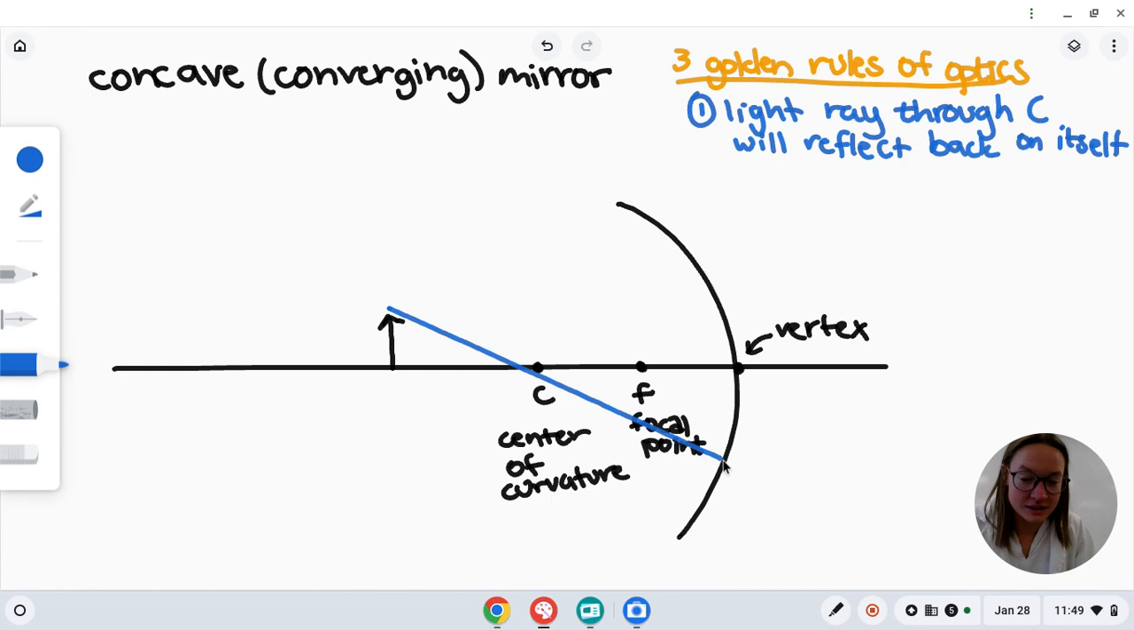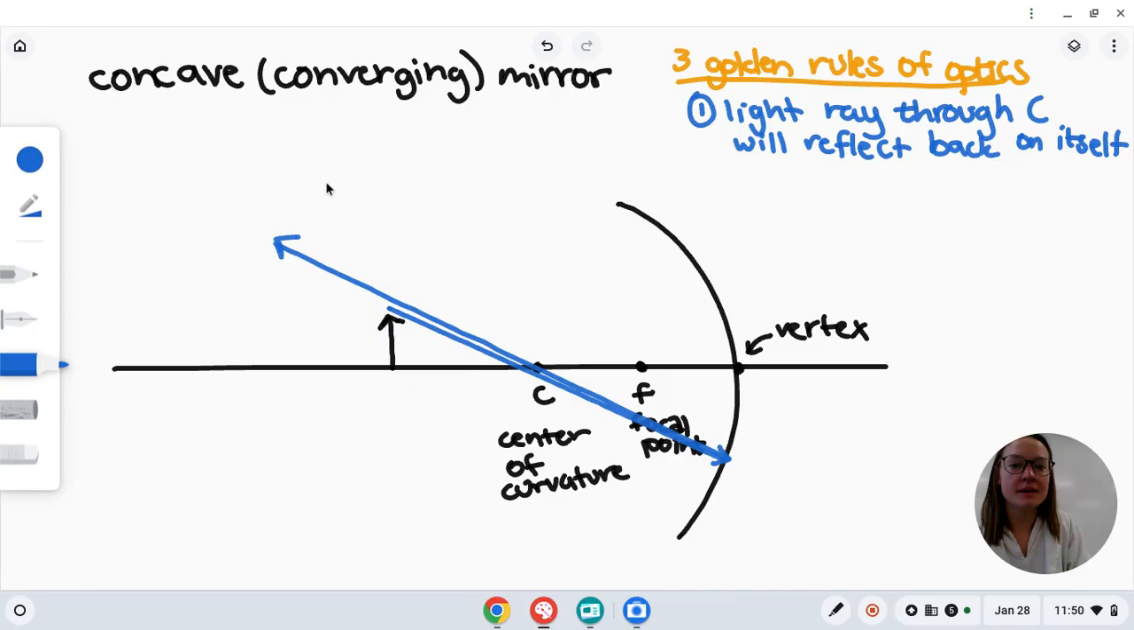So you want a line that starts at the top of the object. It has to go straight through C, and then it should hit this mirror right here. That light ray is just going to reflect back directly on itself. So it's going to go back straight this way. Once again, you're not going to have a gap here because you're doing this with an actual ruler in real life. And so you're going to have just such a nice smooth line, and you're going to draw it reflecting back through itself. That's the first rule: a light ray that starts at the top of the object and goes down through C will reflect back on itself like this.